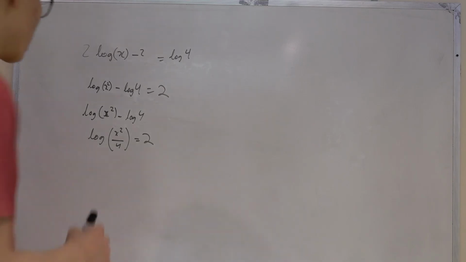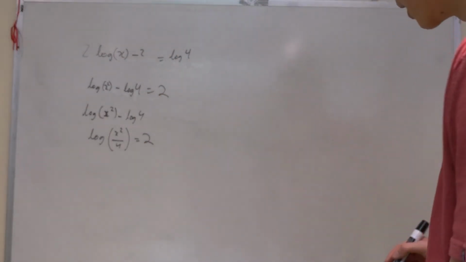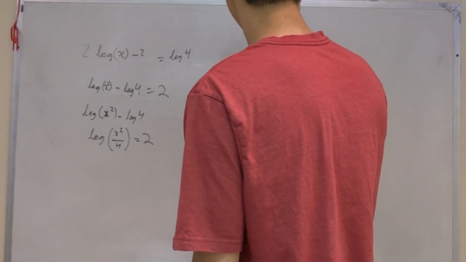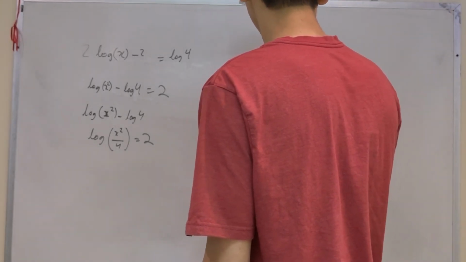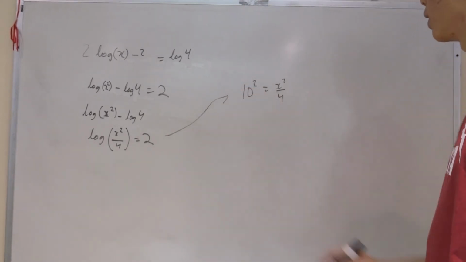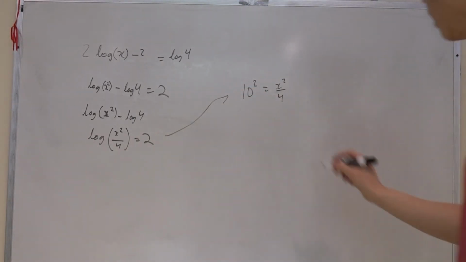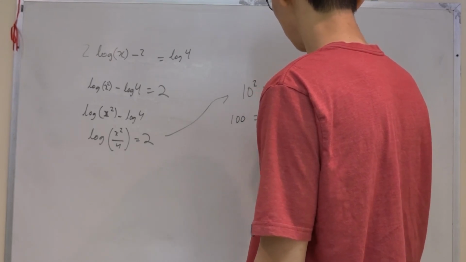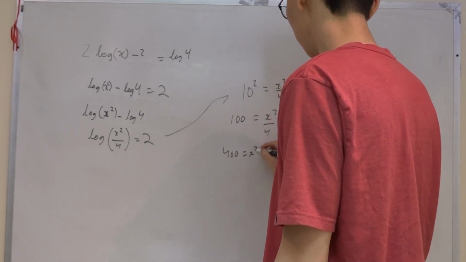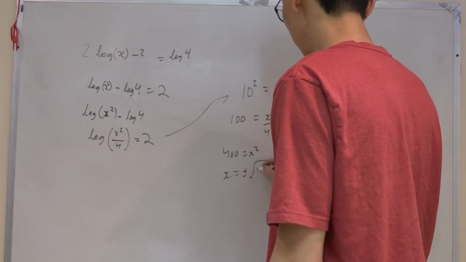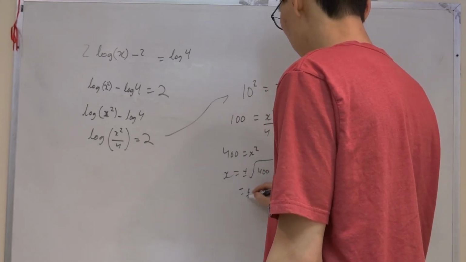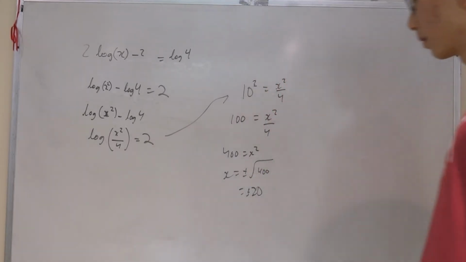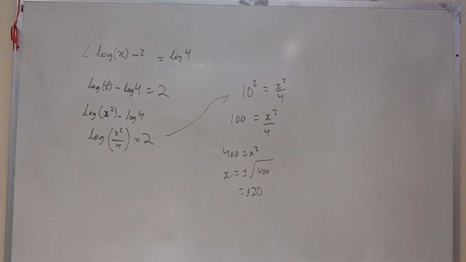So remember, what this expression is saying is 10 to the 2 is equal to x squared over 4. That's just translating it into exponential form. Then we can solve this quite easily as follows. Okay, so we get plus or minus 20.